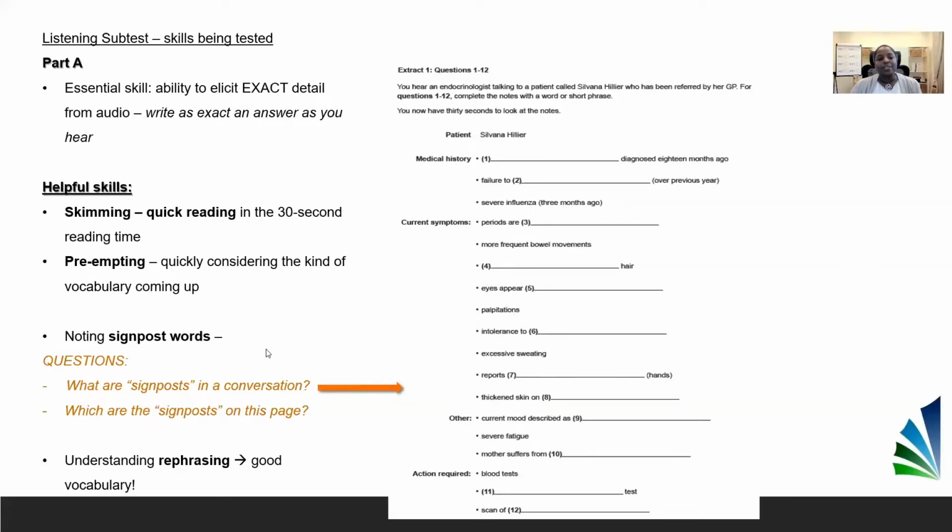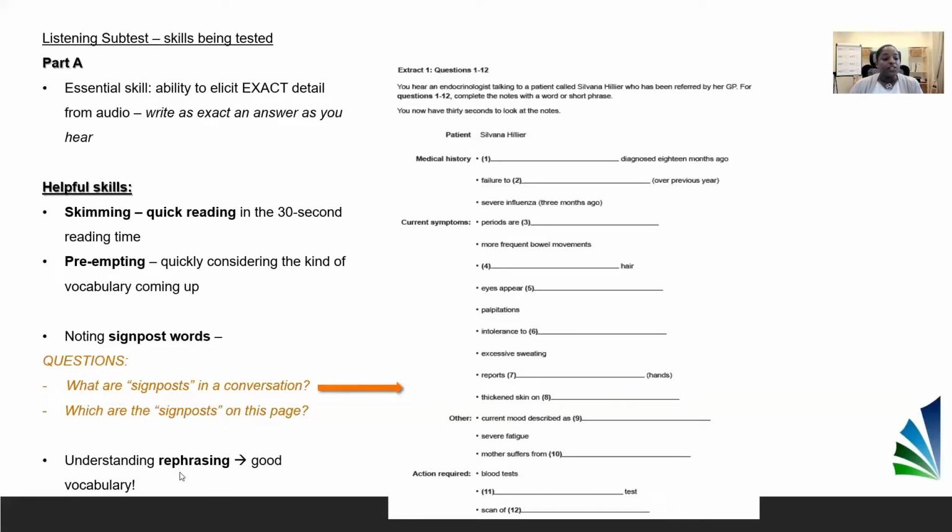So understanding how signposts work and how they are positioned in the listening paper A is a useful skill to have and a useful skill to practice, to focus on developing when you do your practice papers.